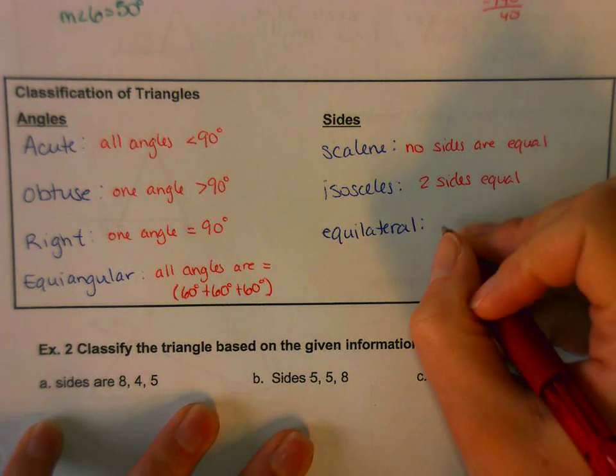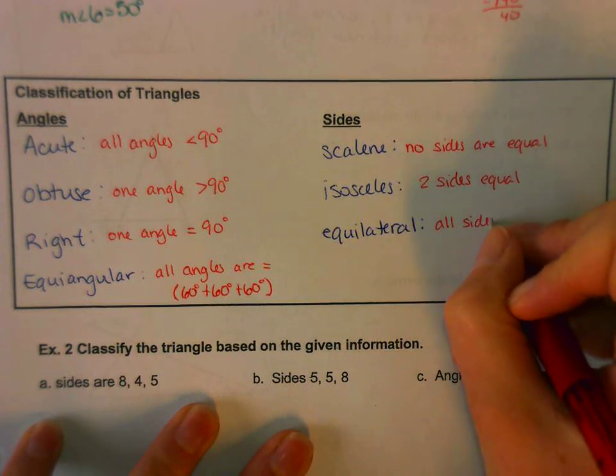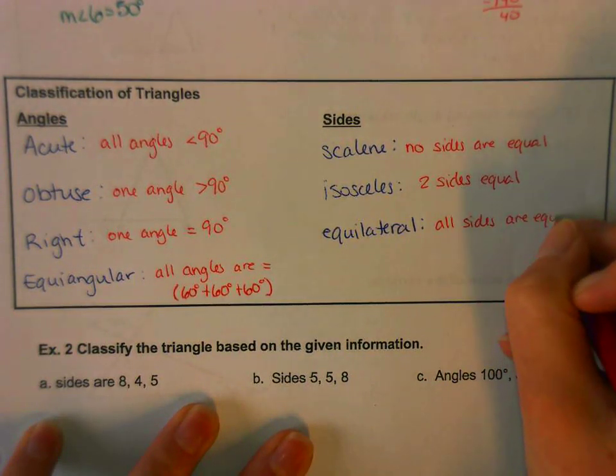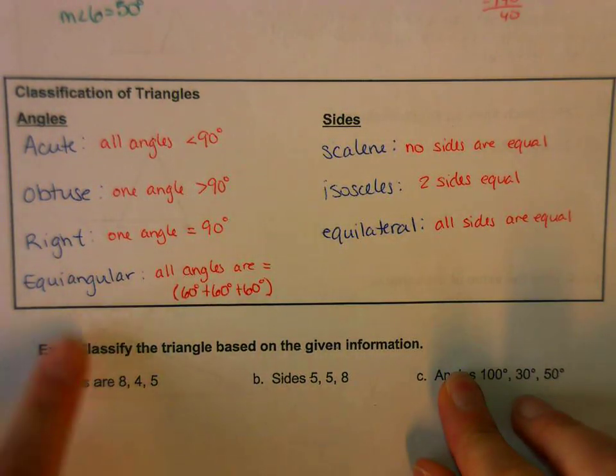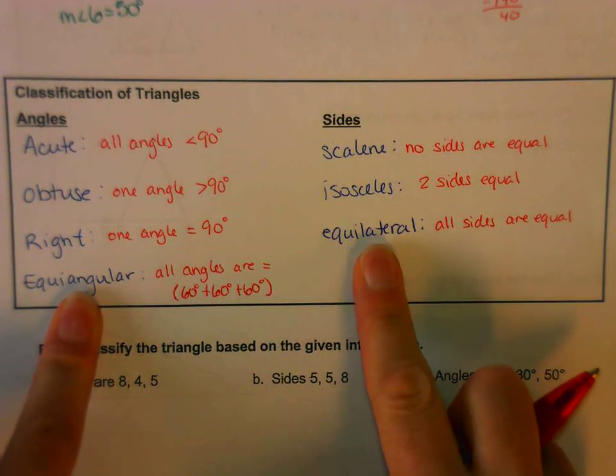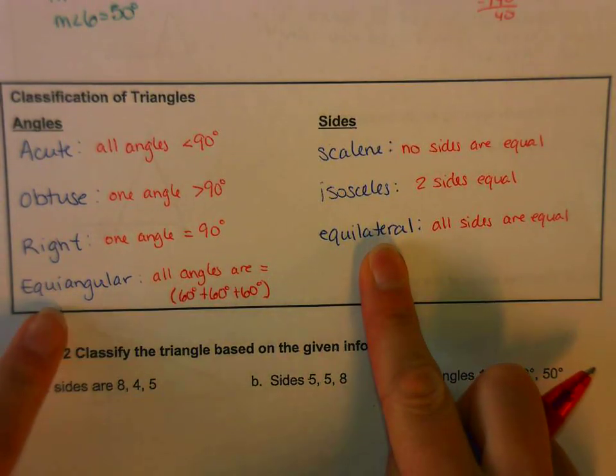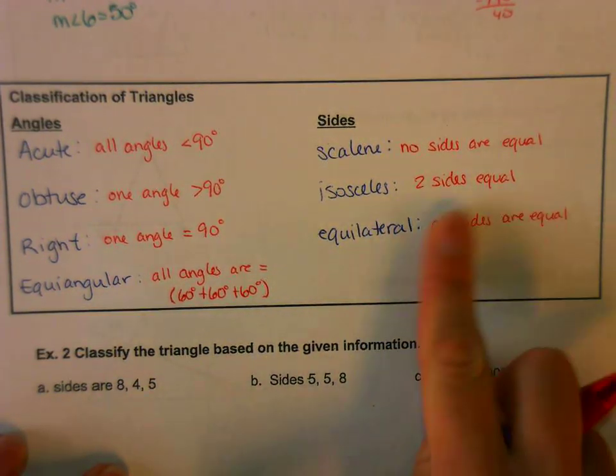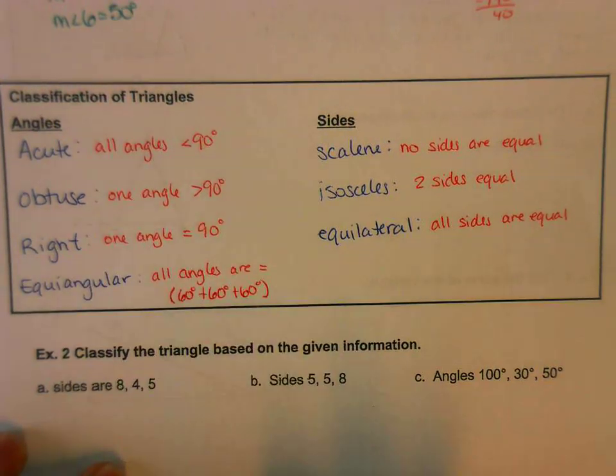And equilateral means all sides are equal. If we have an equiangular, then it means we have an equilateral triangle. If we have an equilateral, that means we have an equiangular. So if you know all sides are equal, that also means all angles are equal.